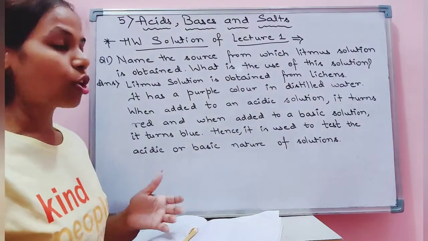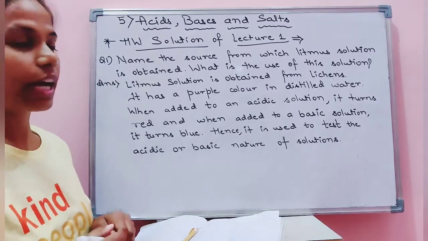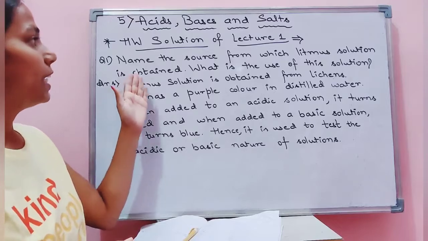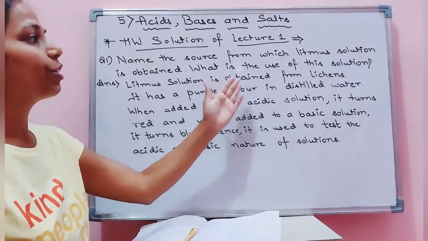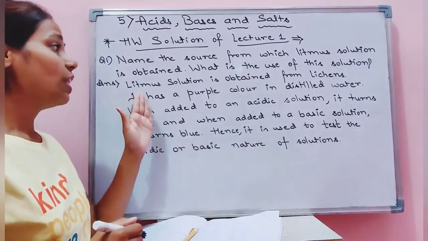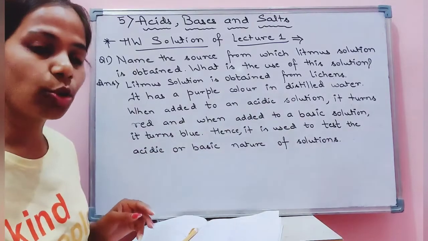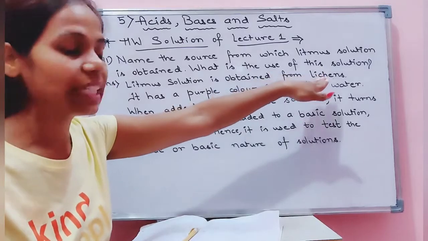Moving on to the next topic, homework solutions for lecture 1. I had given you 3 questions, children. The first one was, name the source from which litmus solution is obtained. What is the use of this solution? So here is the answer. Litmus solution is obtained from lichens. As I had told in the lecture also, children, it is obtained from lichen.